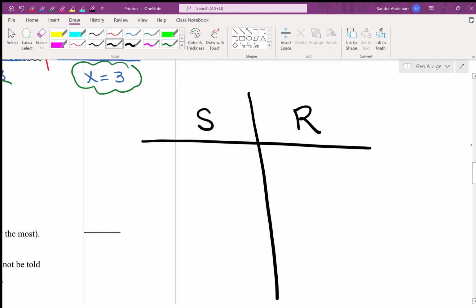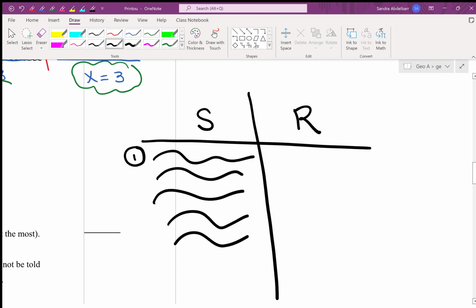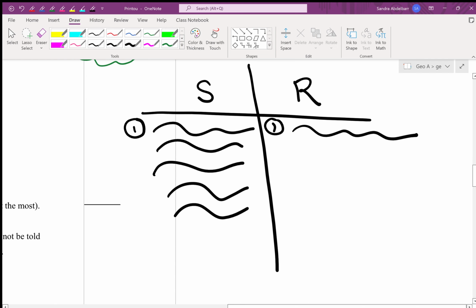Now, we need to number all of our statements and all of our reasons. So let's say statement 1 was really long, okay? And let's say reason 1 was really short. That's fine. What I don't want to see is statement 2 down here and reason 2 all the way up here. It's going to get really confusing for me, especially as we get into longer proofs, if the statements and reasons don't line up.